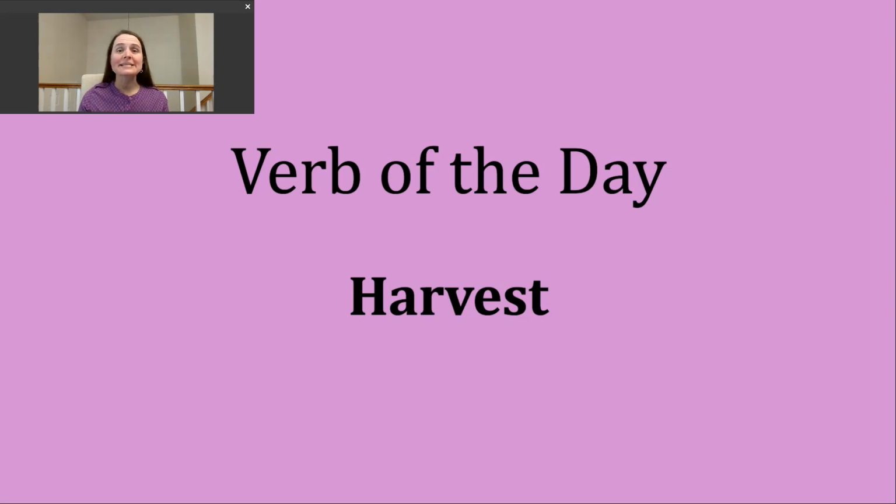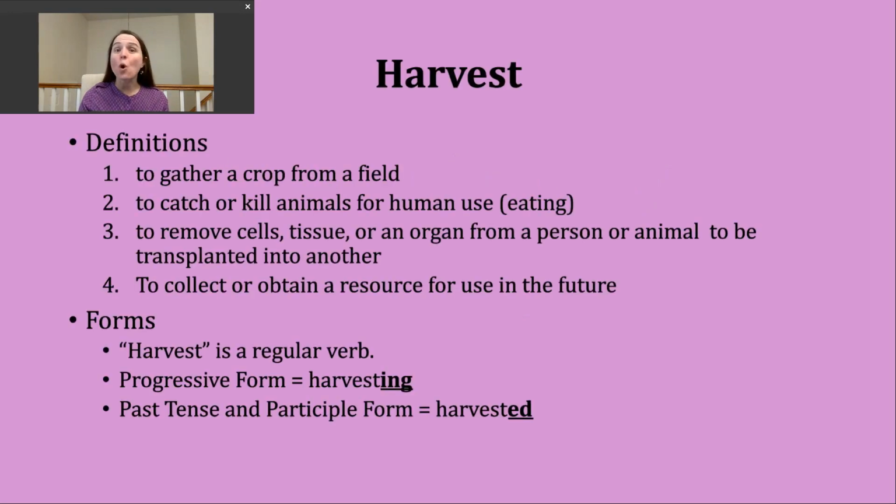Today's verb is harvest. Let's take a look at some of the definitions or ways that we use this verb. The first way you might hear harvest used, especially this time of the year, is to mean to gather a crop from a field. So crop being a plant that will be food for either people or animals.